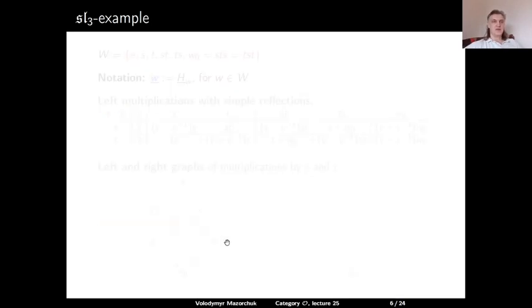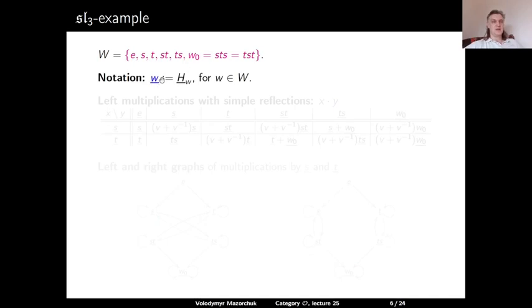So let us go to a little bit bigger SL3 example. So in this case, W consists of E, S, T, ST, TS, and W0. For simplicity, let us denote HW underlined simply by W underlined for W in the Weyl group.